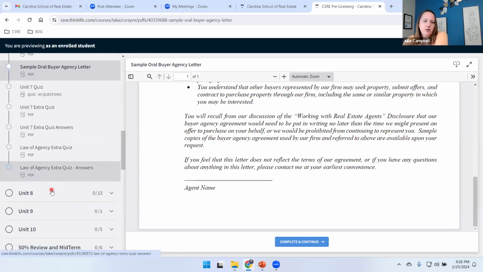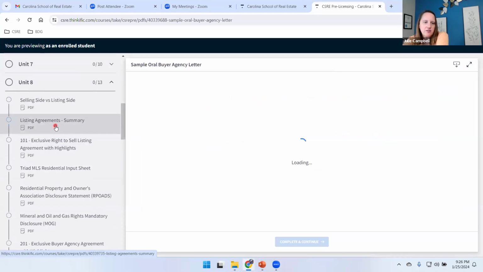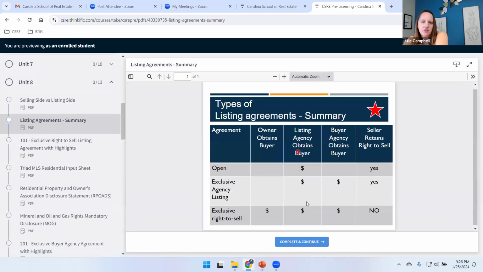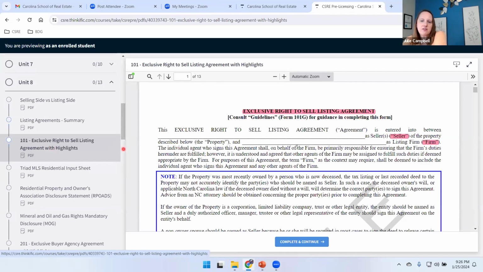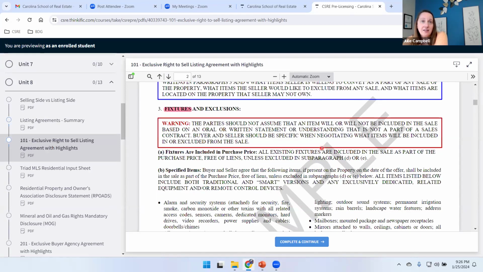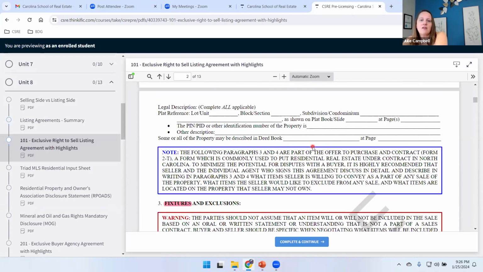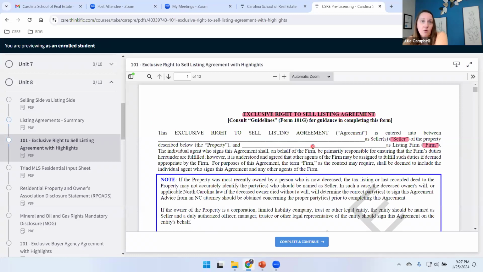I also wanted to, if we look ahead just a bit in the Unit 8 material in the online learning system, there's that slide I just showed you, so you can go back and review that. I also have our exclusive right to sell listing agreement. I've got some highlights in here. We're going to talk about the highlights. If it's highlighted, it's mentioned in the syllabus. And remember what we said. If it's in the syllabus, it's a good candidate for your state exam. So we tried to help. I encourage you guys to look over the entire listing agreement, but specifically the highlights are what we're going to address.